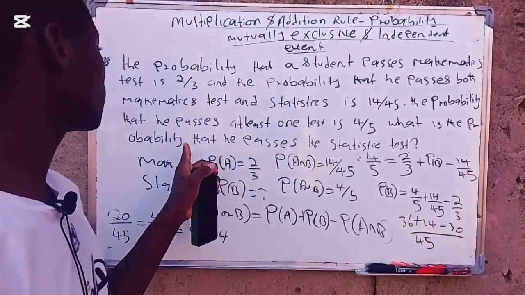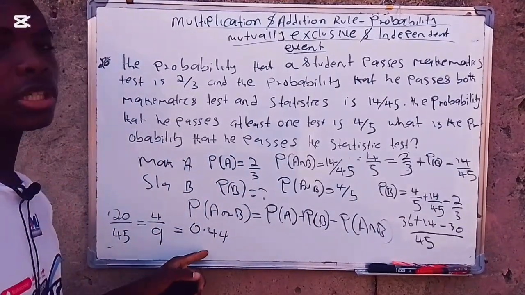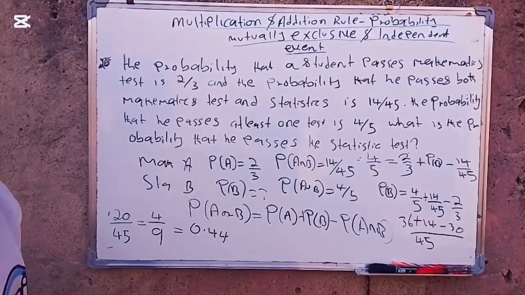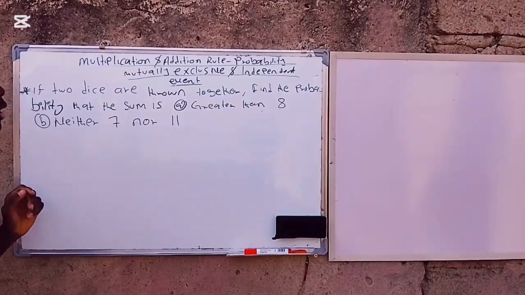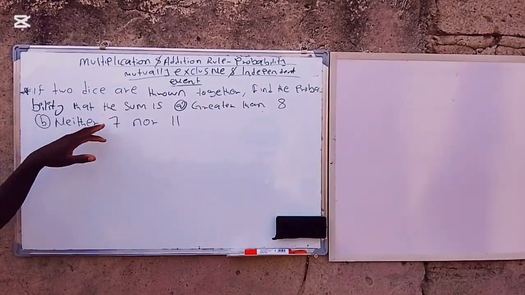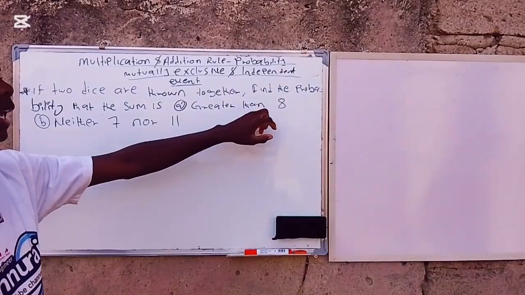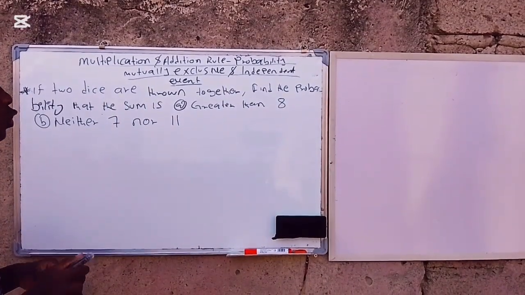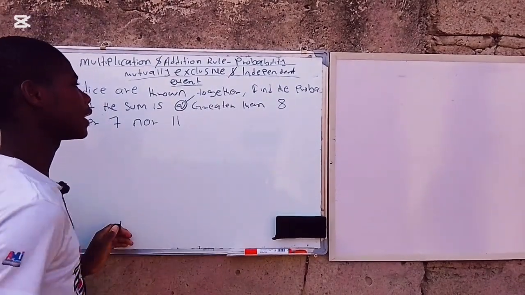They say, what is the probability that he passes the statistics test? So this is the probability that he passes the statistics test. The second question says that if 2 dice are thrown together, find the probability that the sum is greater than 8 and neither 7 nor 11. So we have to take a look at the first condition. It says greater than 8.